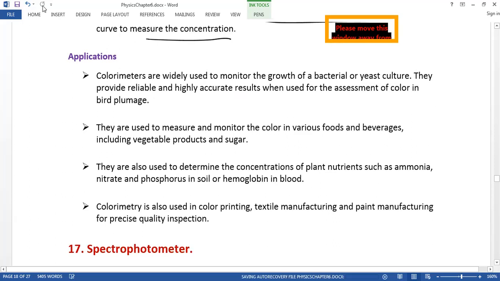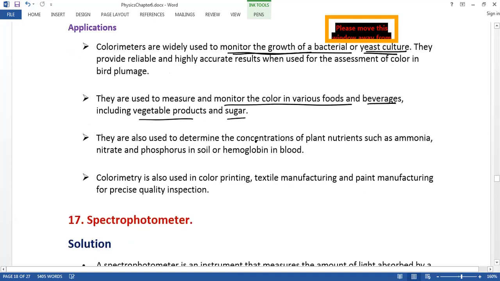The first application is that it is widely used to monitor the growth of bacteria and yeast culture. And second, they are used to measure and monitor the color of various food and beverages, including vegetable products and sugar. The next one, they are also used to determine the concentration of plant nutrients such as ammonia, nitrates, phosphorus in soil, and hemoglobin in the blood.